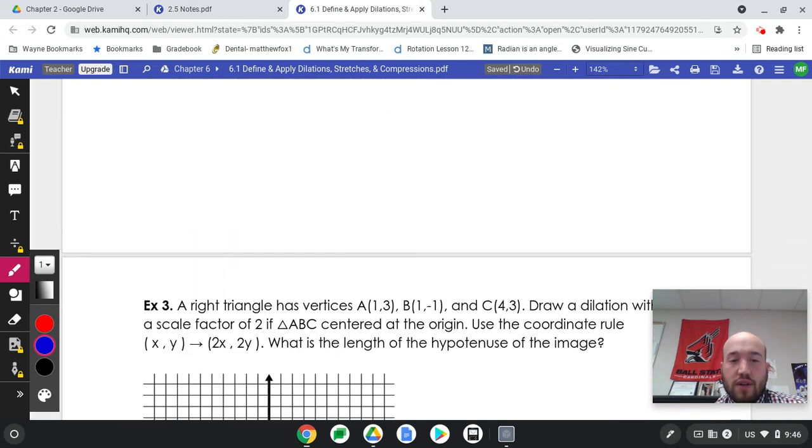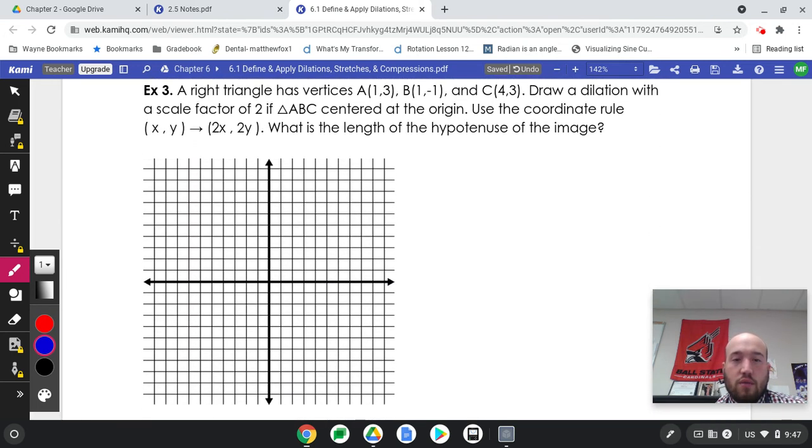Okay, two more. Example 3 here. Once again, they give us the coordinates A, B, and C. So let's plot those. 1, 3. That's A. 1, -1 is B. And C is at 4, 3. And it does tell us this is a right triangle. Okay, now it has a scale factor of 2, so it's going to get bigger.